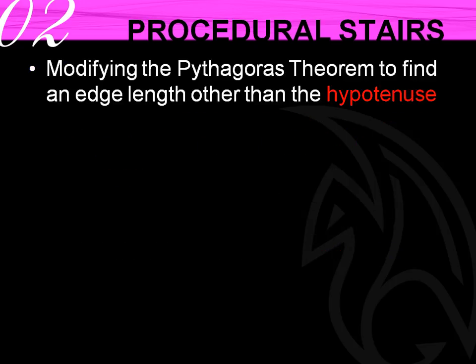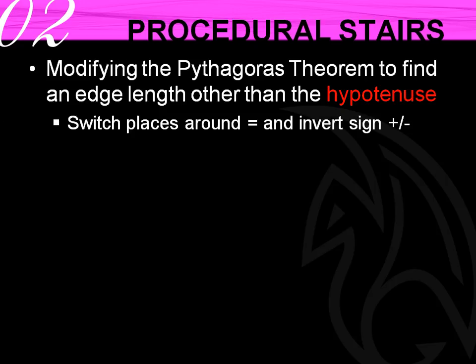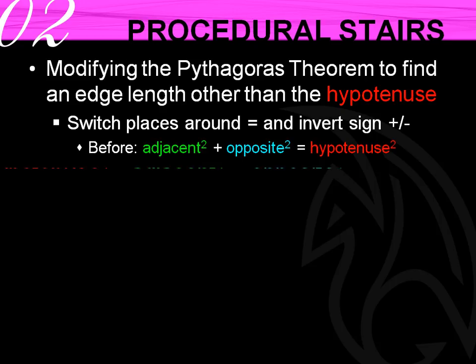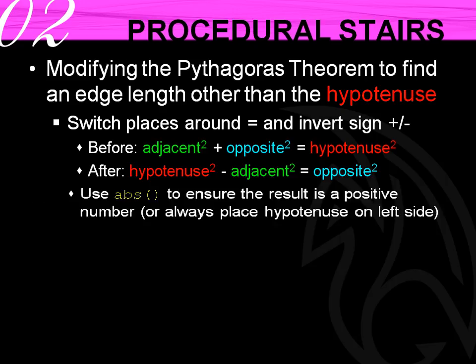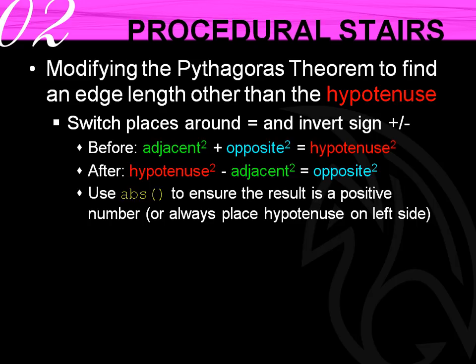So what we would have to do is modify that Pythagoras theorem to find an edge length other than the hypotenuse. It's fairly simple. Essentially, in a mathematical formula, whenever you move variables around either side of the equal sign, if there's a plus, it should become a minus, and if you have a minus, it should become a plus. So here in this example, before, the Pythagoras theorem was adjacent plus opposite equals hypotenuse. Now, if we're going to move these words around and swap them over the equal sign, we're going to have to switch the sign. So if we, for example, in this case, switch places with the opposite and the hypotenuse, the plus has become a minus. And the same would be the case if we switched the hypotenuse with another one.